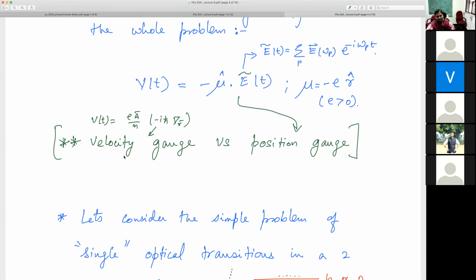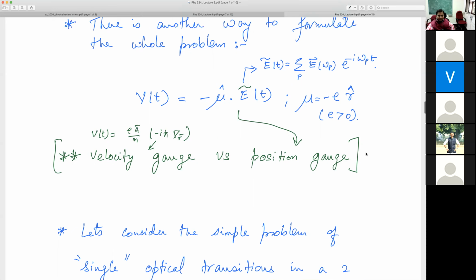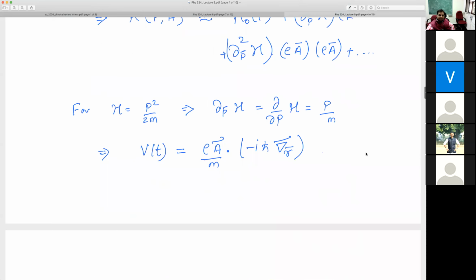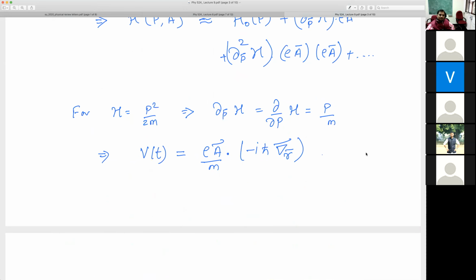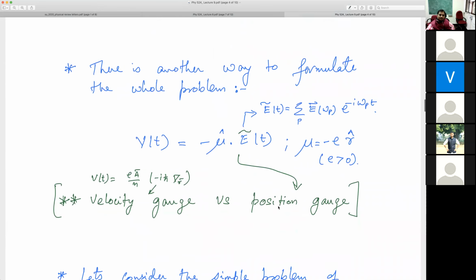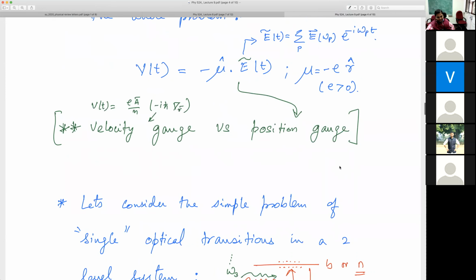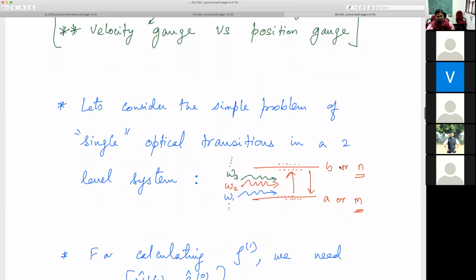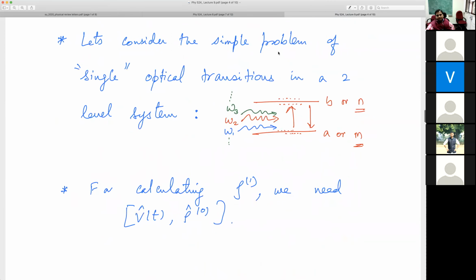So, two different methods: velocity gauge and position gauge. And we already did velocity gauge in the wave function framework. So let's also have a look at position gauge in this density matrix framework. And we will have a simple problem. So let's define the problem.